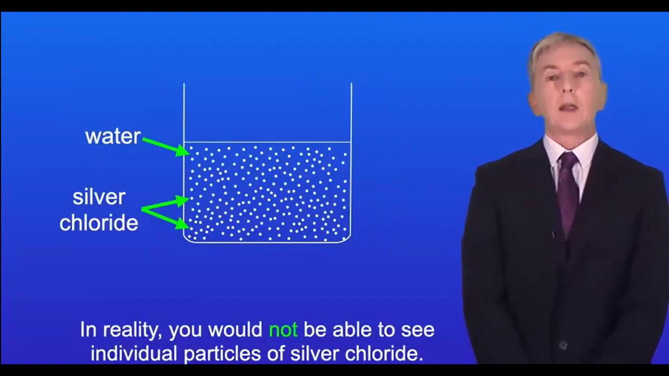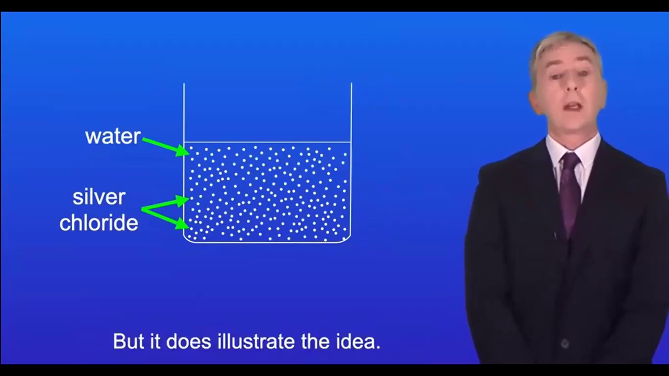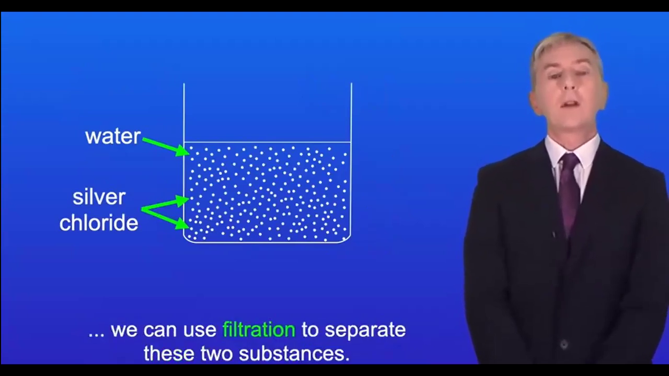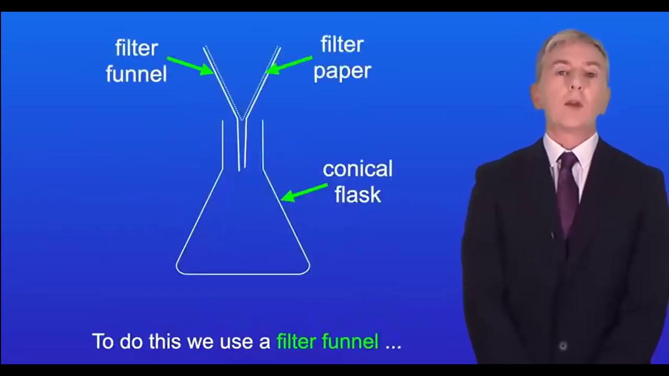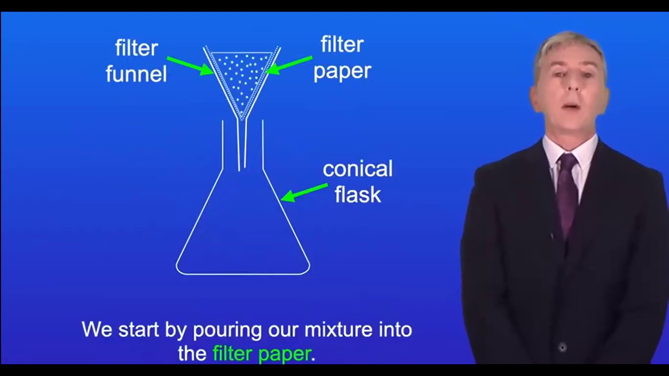Now, in reality, you would not be able to see individual particles of silver chloride, but it does illustrate the idea. So because this silver chloride is insoluble in water, we can use filtration to separate these two substances. To do this, we use a filter funnel and a filter paper like this. We start by pouring our mixture into the filter paper.